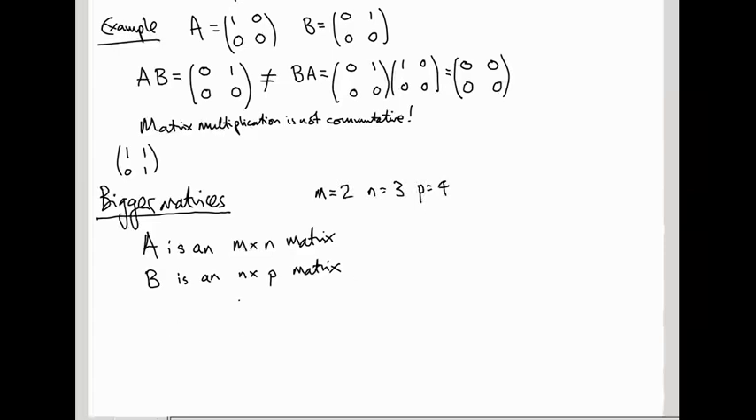Okay, so A has 2 rows and 3 columns. And B has 3 rows and 4 columns.